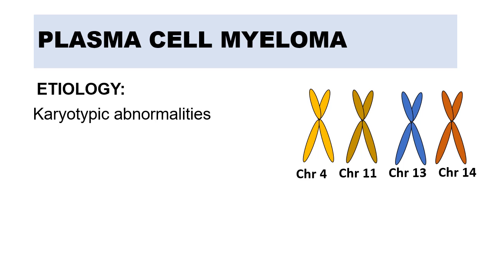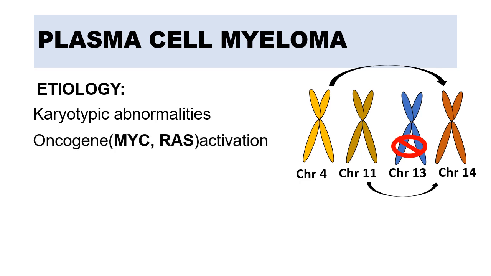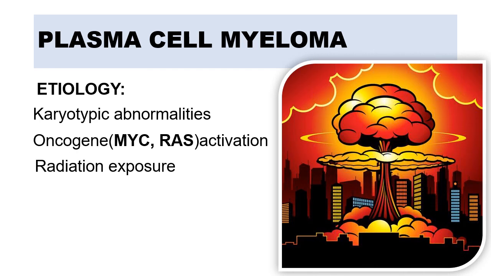So now let's look into the etiological factors in plasma cell myeloma. Various karyotypic abnormalities are commonly seen in these cases, which include translocation of chromosome 4;14, translocation 11;14, and deletion of the long arm of chromosome 13. Similarly, activation of oncogenes such as MYC and the RAS oncogene are common amongst these cases.